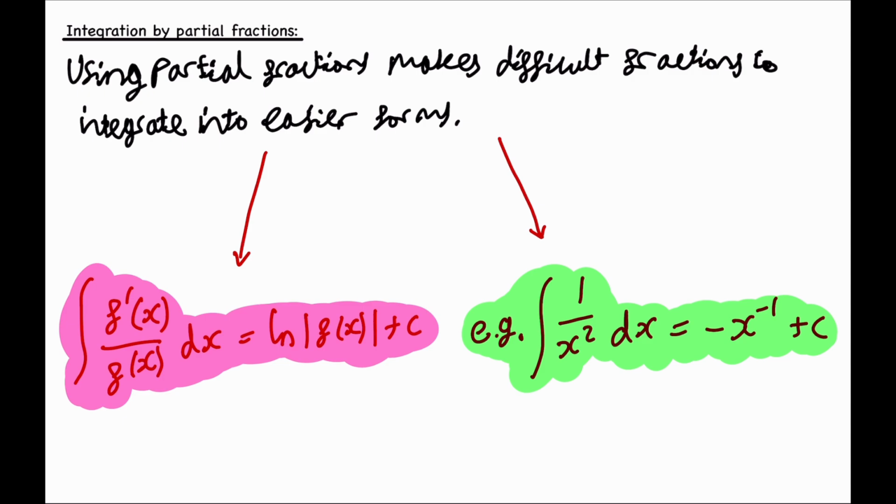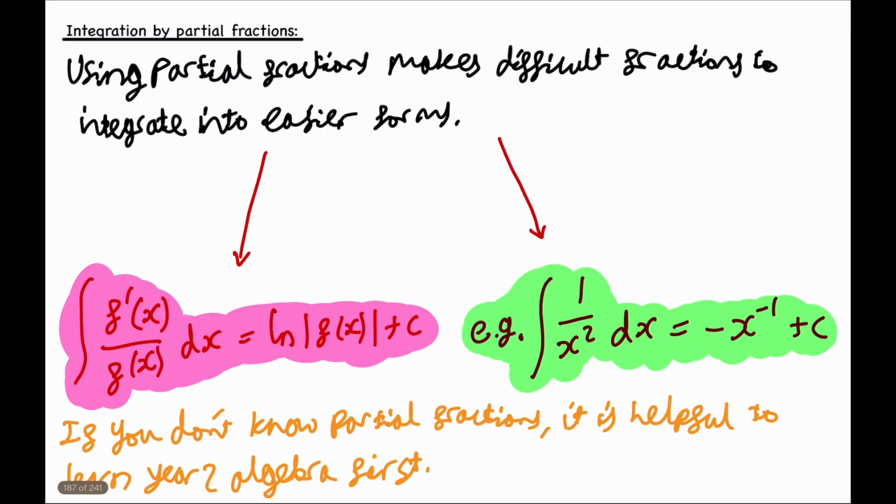And then this other function where you have 1 over x to the power of something. It's basically writing it as x to the minus 2, and then you would increase the power, so minus 2 increases to minus 1, and divide by the new power, so divide by minus 1, which is the same as multiplying by minus 1. And remember to add your plus c at the end. And these two rules are very useful for partial fractions.